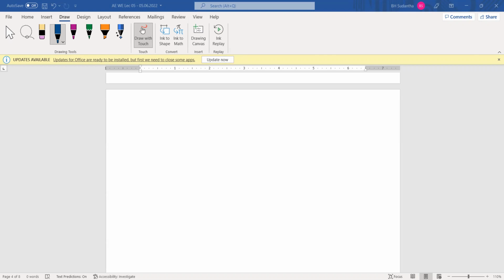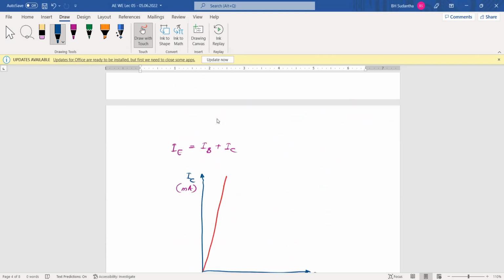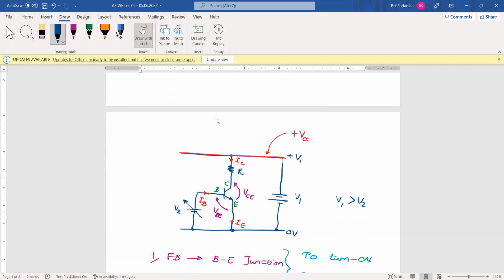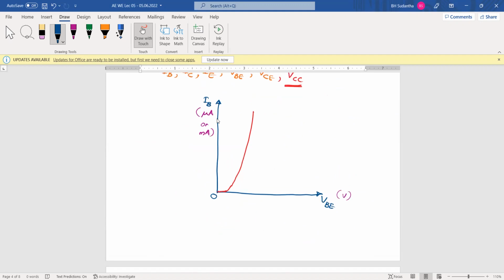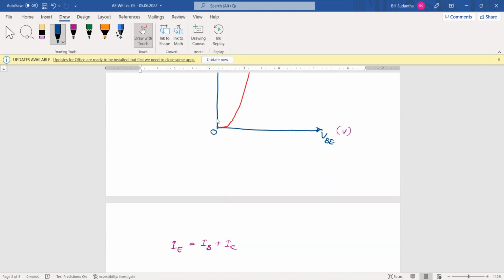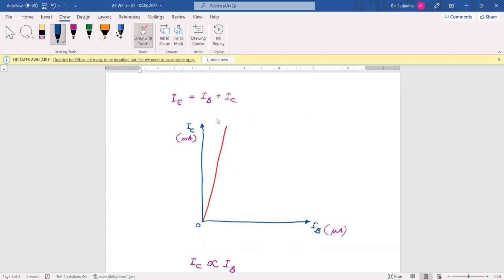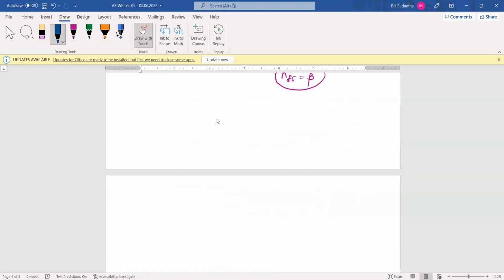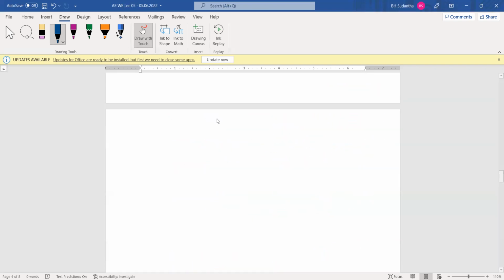Now we know the characteristic curve of this one. The relationship between VBE and IB, we already know about that one. That is a diode curve. And after that, we know this IC and IB curve. And another important curve is there.